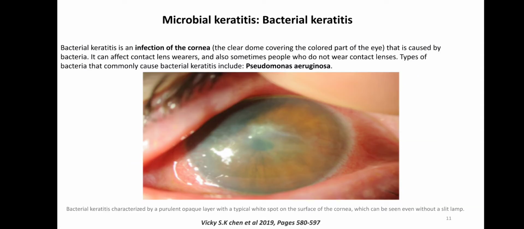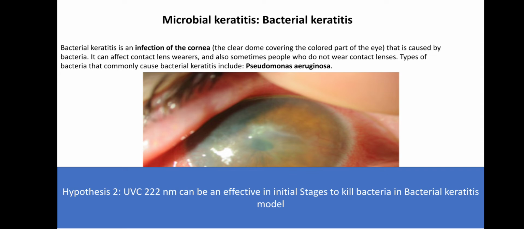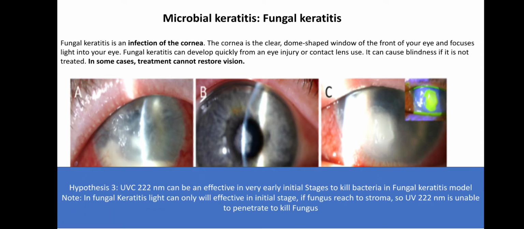This is about bacterial keratitis, which is an infection of the cornea. Most cases of bacterial keratitis are caused by one bacterium, Pseudomonas aeruginosa. So our second hypothesis is that UVC 222 nanometer can be effective in the initial stages to kill bacteria in the bacterial keratitis model.